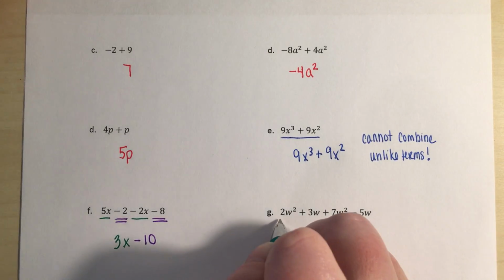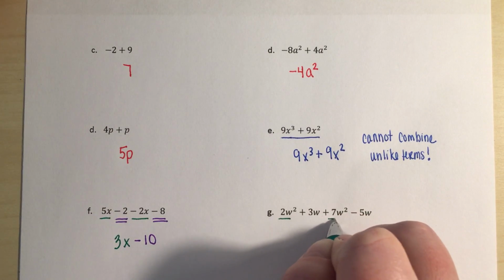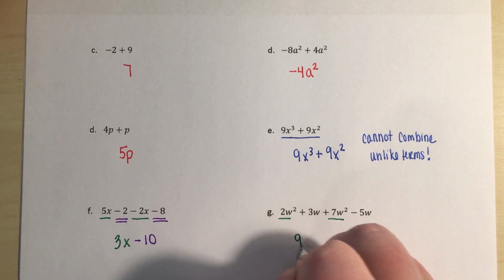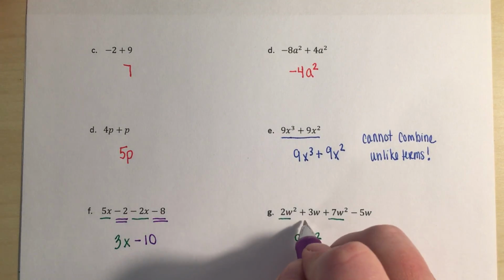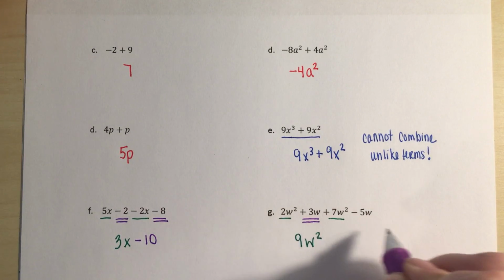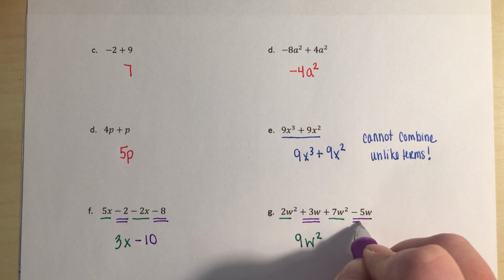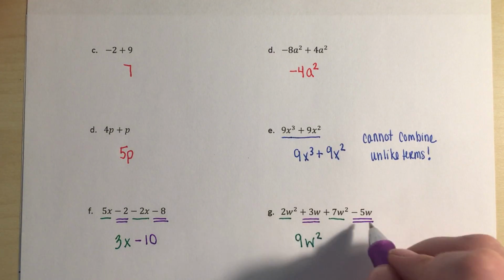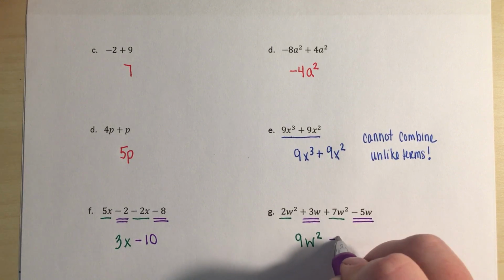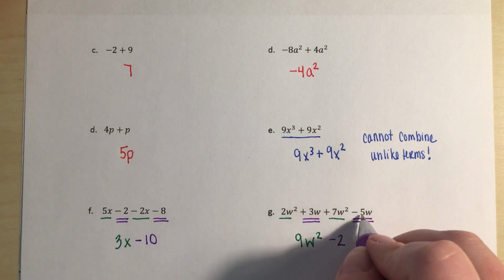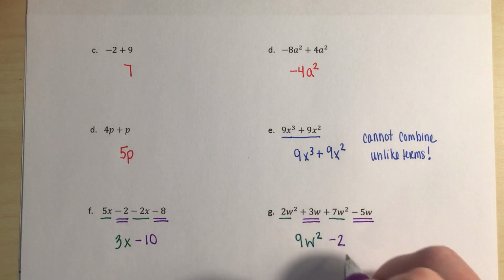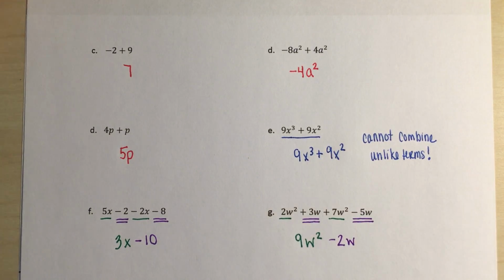G is going to be similar. We have a 2w squared and a 7w squared. Everything's positive. We add our coefficients. 2 plus 7 is going to give us a 9w squared. And then our other terms are also like terms. We have a plus 3w and a minus 5w. A positive 3 and a negative 5 is going to give us a negative 2. Different signs, so we subtract. Our larger number is negative, so we have a negative 2, and then we keep a w for that term.